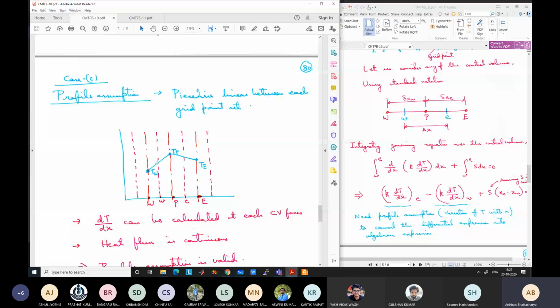So ultimately whatever profile assumption you take, given a very fine grid distribution, your results will all tend towards the correct result. However, if it is a very coarse grid, the results may vary. So that may play a role.